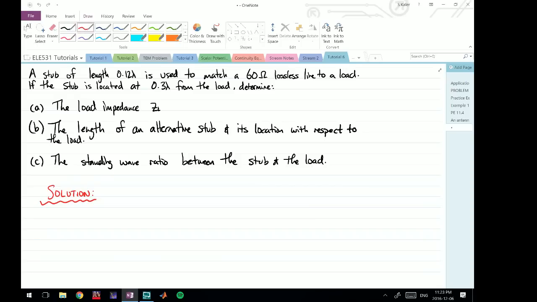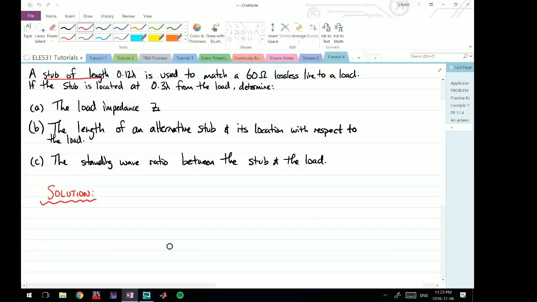So we are given a stub of length 0.12 lambda used to match a 60 ohm lossless line to a load. If the stub is located at 0.3 lambda from the load, determine the load impedance ZL, the length of an alternative stub and its location with respect to the load, and the standing wave ratio between the stub and the load. There are a few pieces of information given in the question that are absolutely critical to solving this problem.